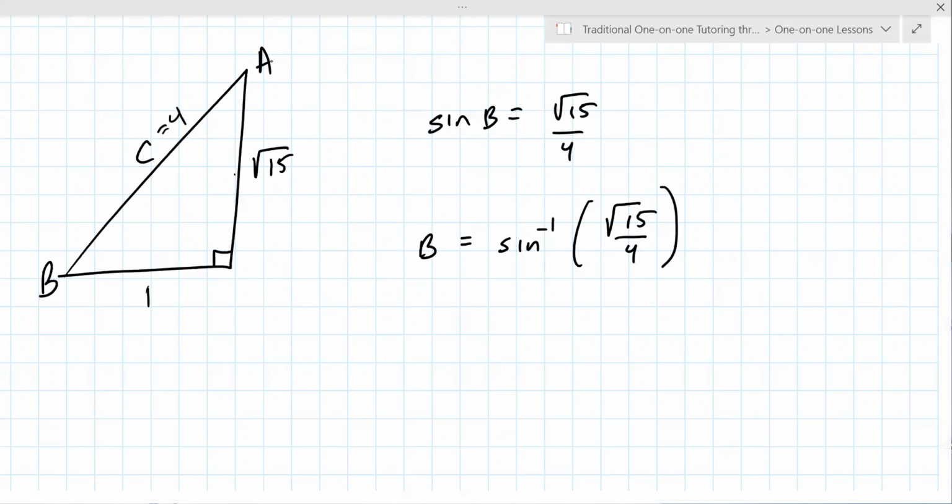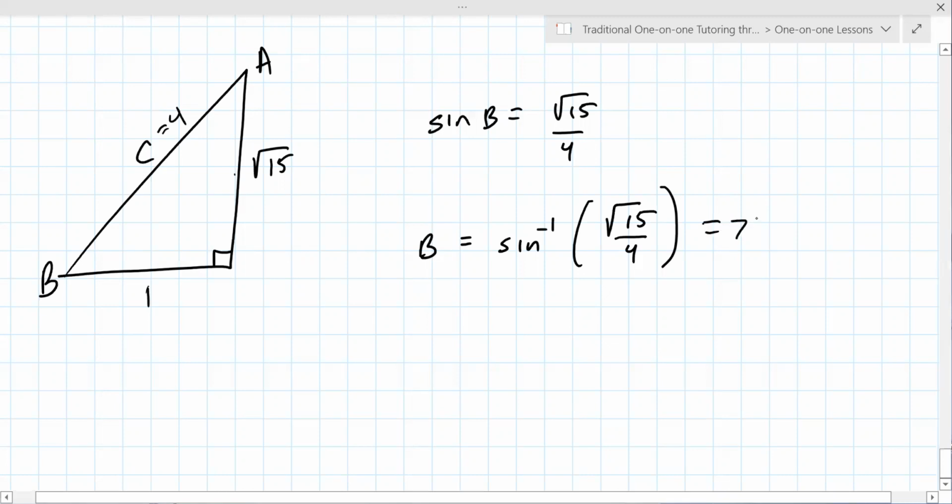Divided by 4. 75.52. Yes, that's correct. So 75.52. Now let's say I wanted you to find angle A.